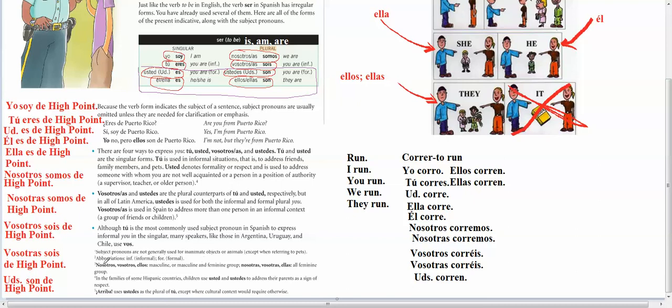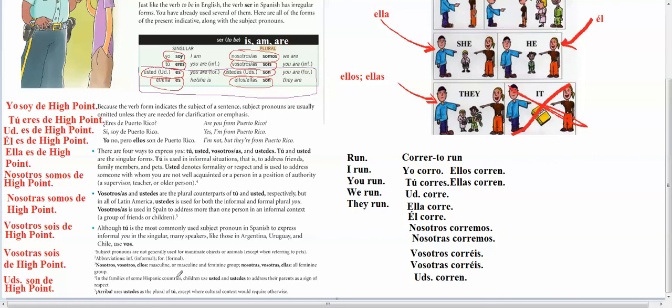Nosotros, vosotros, ellos are masculine, or masculine in a mixed group. Nosotras, vosotras, ellas are all feminine. So if there's like 100 girls in a group and there's one boy, you use the masculine form. But if it's all girls and there's no boy in the group, you would use the feminine form.